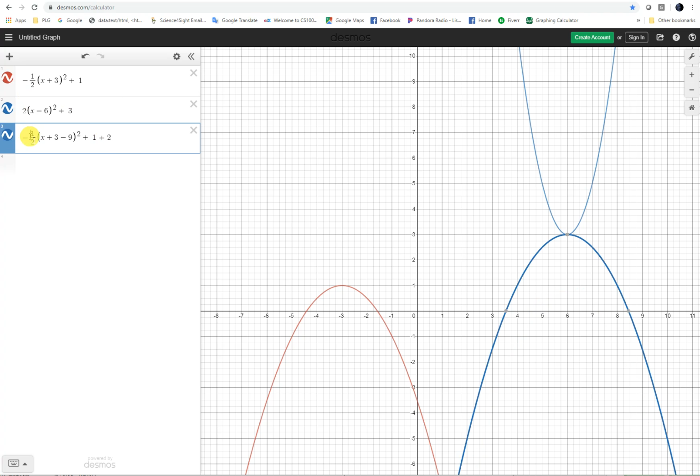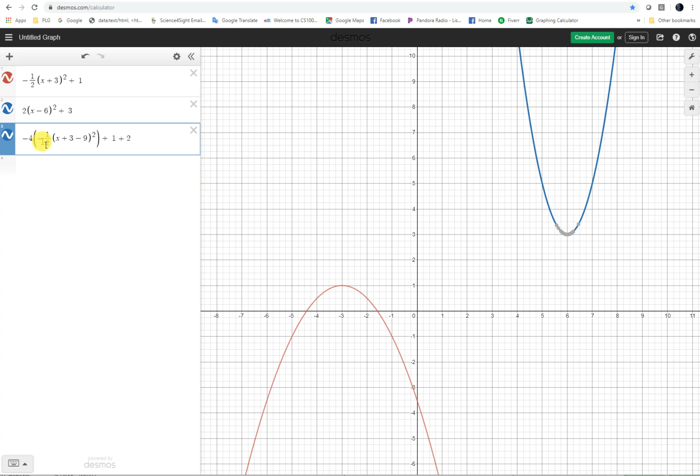The next thing I'm going to do is multiply this whole thing right here by something. I ended up with positive 2, but I started with -1/2. How do I go from -1/2 to 2? Well, I can multiply it by -4. If I multiply -1/2 by -4, that gives me, voila, 2. So multiplying it by that negative put it back up, and multiplying it by the 4 made sure it had the same width as what we had here.